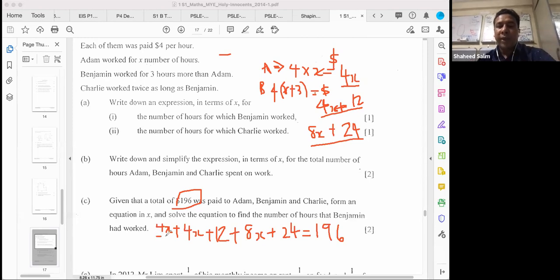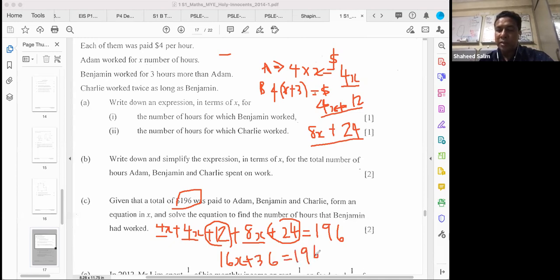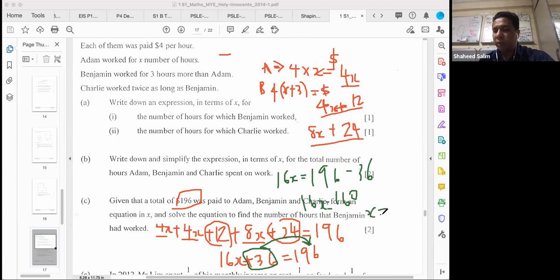So now down here you add 4x plus 4x, 8x. 8x plus 8x, 16x. So we simplify, put 16x down here. Then 12 plus 24, you add together, you get 36. This equals to 196. Now bring the 36 over that side. When you bring the 36 over, plus 36 becomes minus 36. So you have 16x equals to 196 minus 36. And when you minus, you get 160. 16x equals to 160. You divide, you get x equals to 10. 160 divided by 16, you get 10.